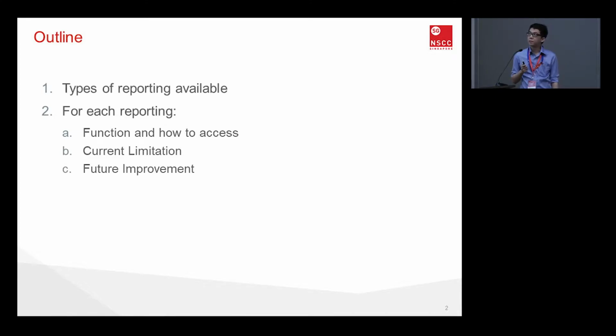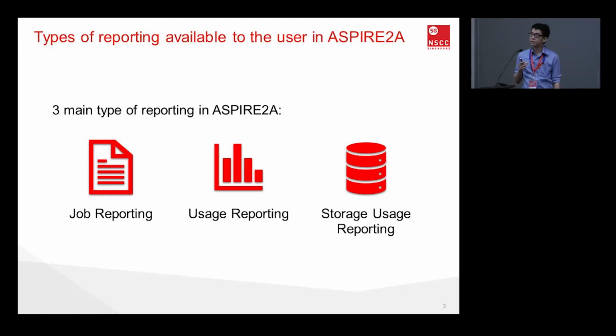Basically, there are 3 types of reportings that are available in Aspire 2A. First is job reporting, which is mainly the basic information of your jobs. The second one is the usage reporting. This mainly shows the number of jobs that you have submitted and the usage, how many compute hours and how many GPU hours you have used. The third one is the storage usage reporting. It mainly shows you how much storage you have used in the Aspire 2A. In Aspire, we have 2 file systems: one is a GPFS system, one is the Lustre system.